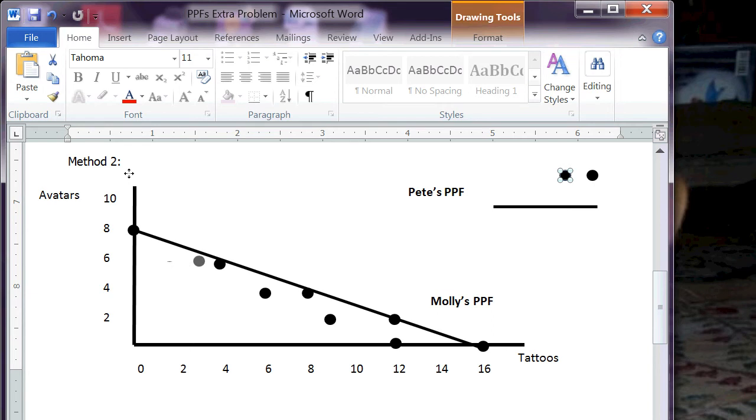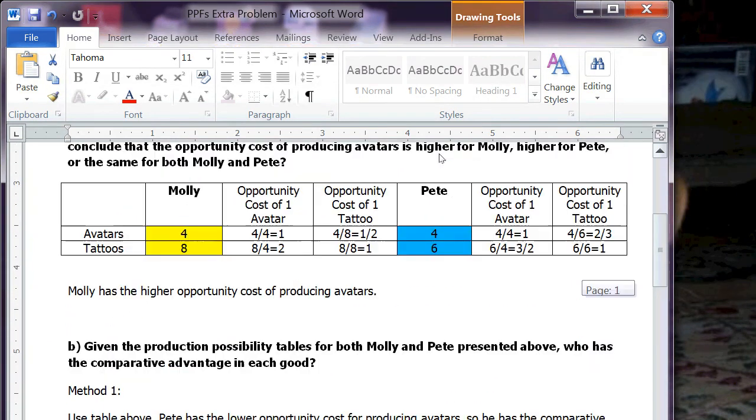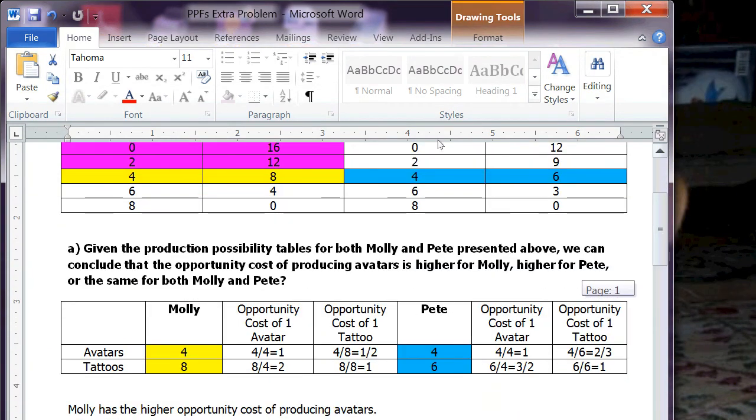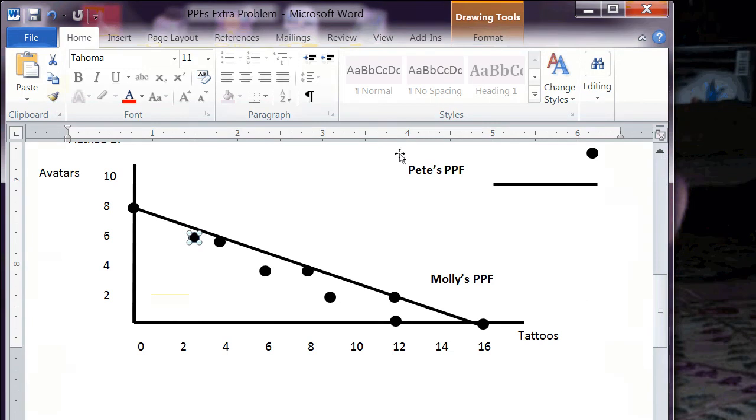3 is about here. And then 8 and 0. So if he only produces avatars, he's in the same spot as Molly. So let's connect these dots to get Pete's PPF.